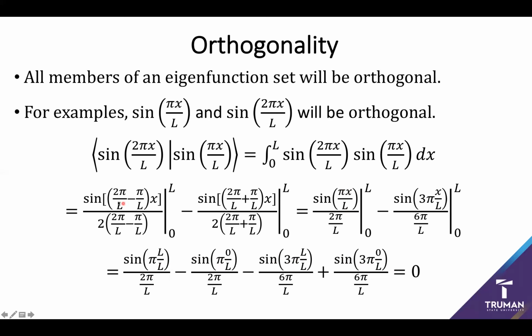And you can actually prove that this will happen with any integer multiple of pi, because what you'll be left with is an integer multiple of pi going from 0 to L, which means that each one of these sines will eventually go to 0, proving that the whole set of eigenfunctions will all be orthogonal with each other, with the only exception being if the two eigenfunctions are identical.